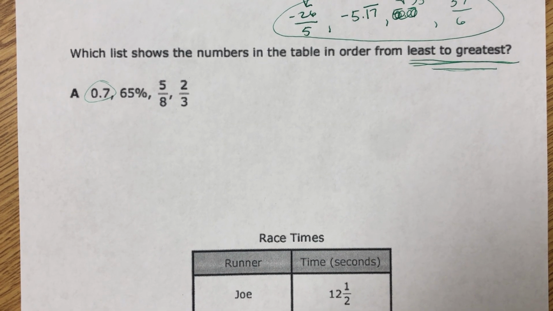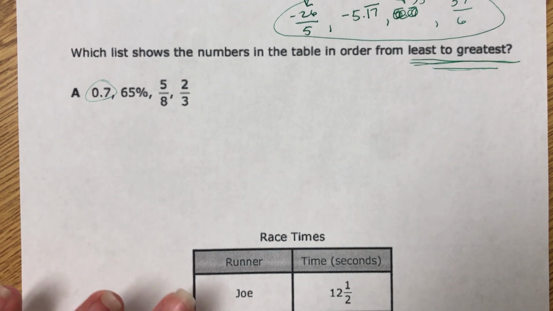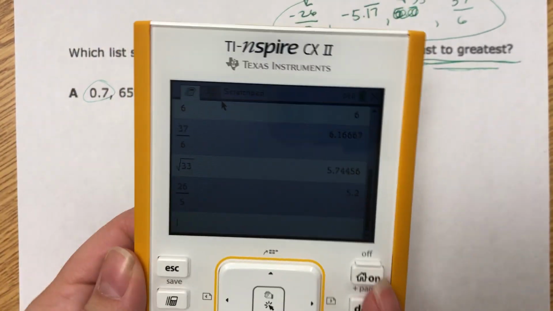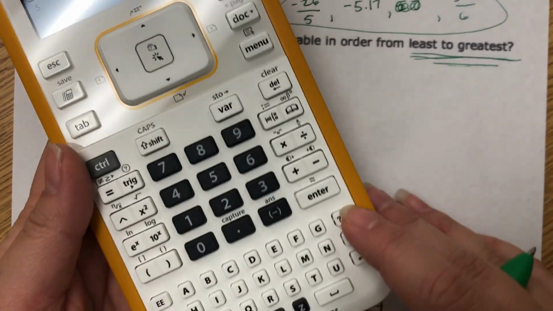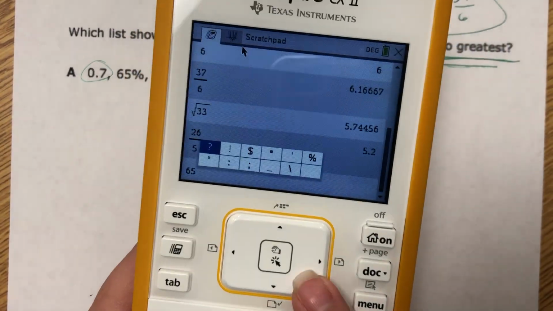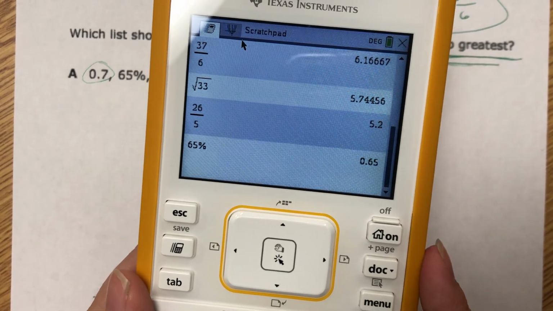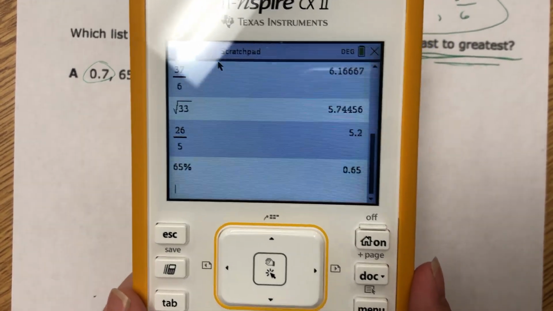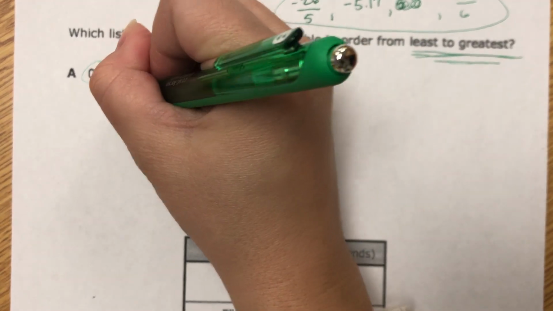So 65%. It is always a 2 decimal place move. Sometimes some calculators will have percent signs. So this one has a percent sign way down here. I can type 65 and get a percent button and get a decimal for it. Or it is just as easy to know that anytime you have a percent, the decimal place moves 2 times.